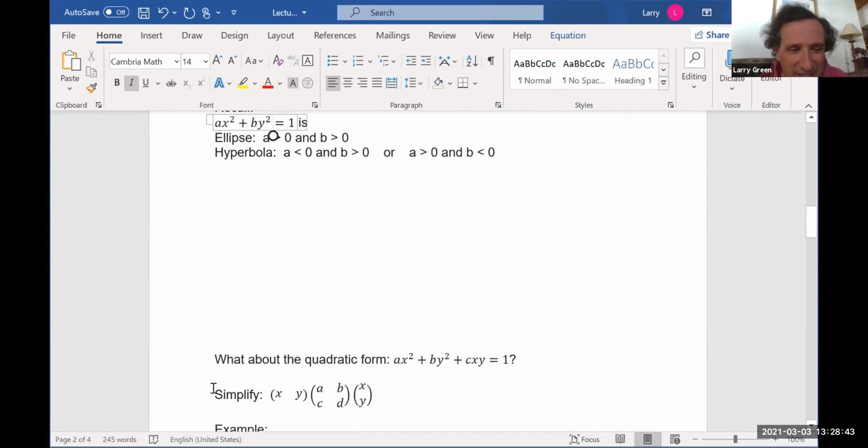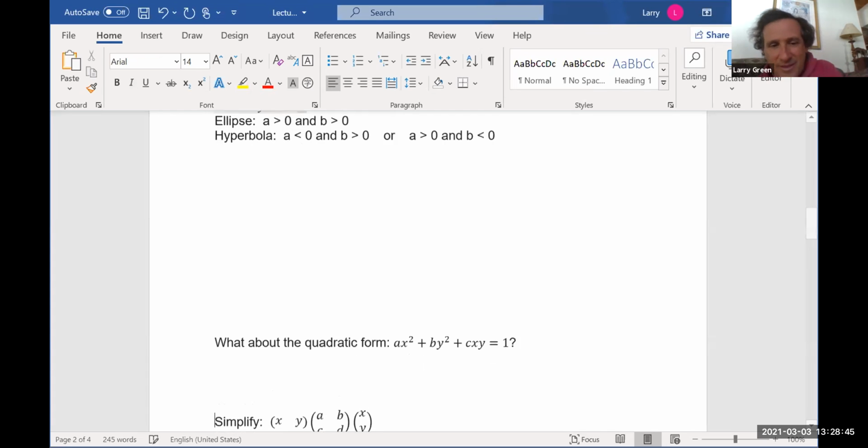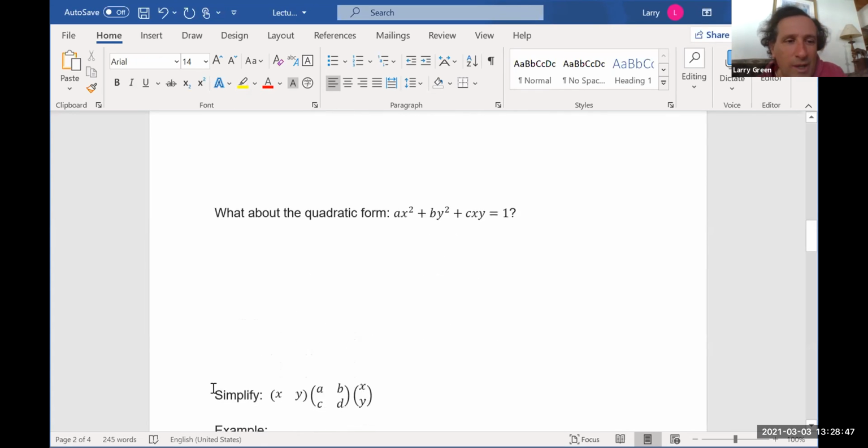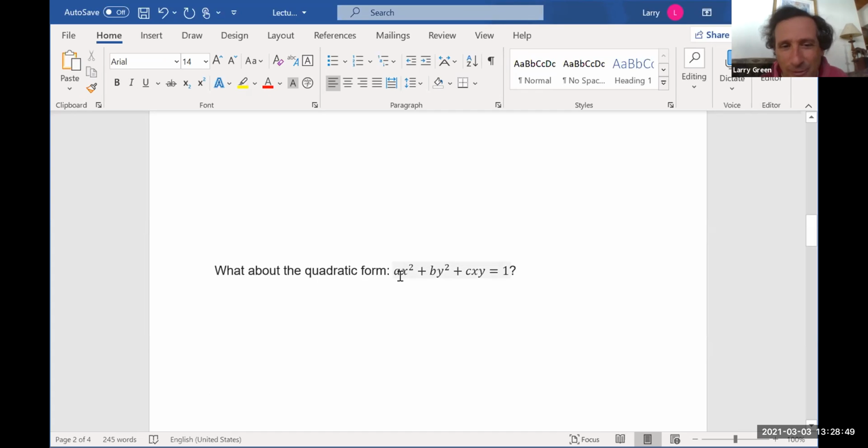The question is, what if you have a quadratic form ax squared plus by squared plus cxy equals 1? Okay, that one you can't just move the axes to the left or right or up or down and get rid of that cxy. Do you agree? There's no completing the square that'll work here. Any questions on that?